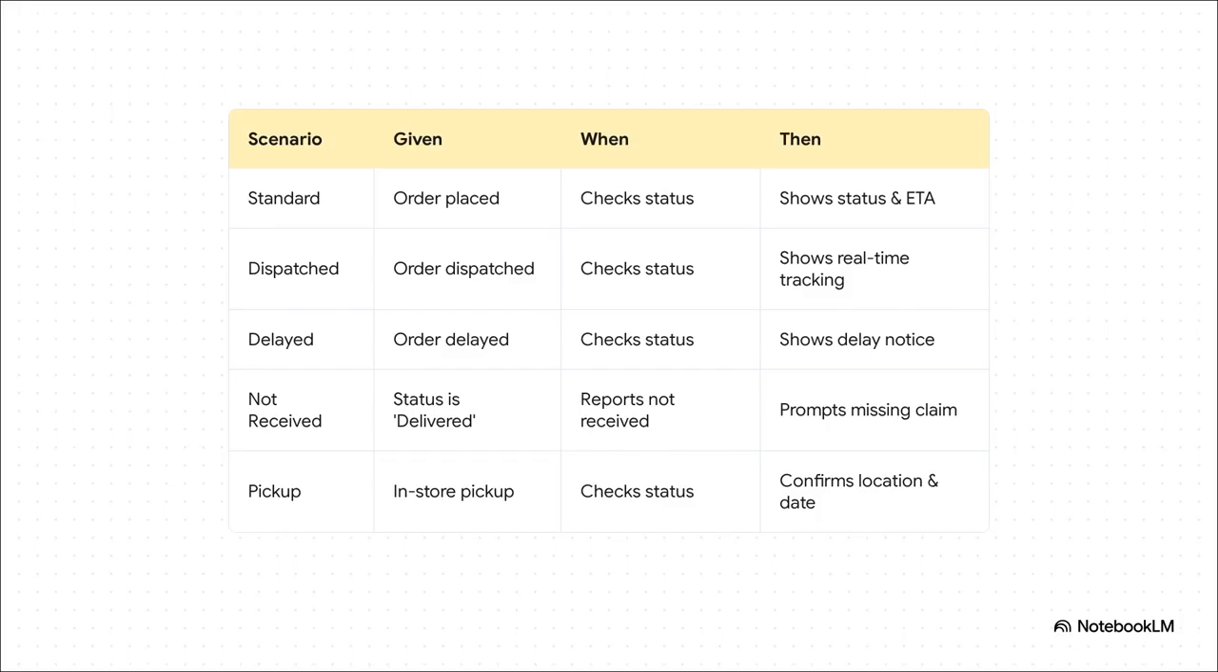So let's circle back to our order tracking story. This table shows 5 different scenarios for that single story. We've got the standard case, the happy path, but then what happens when the order is out for delivery? Or what happens when it gets delayed? It even covers weird edge cases, like what if it's an in-store pickup, where tracking just isn't available. These scenarios get rid of all the guesswork.